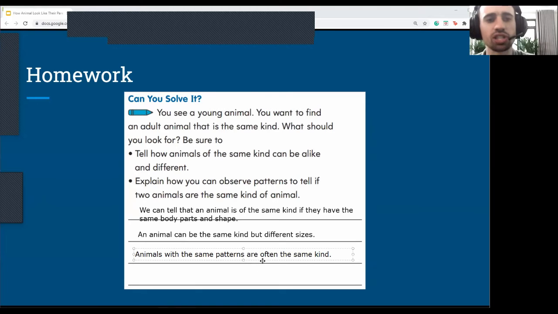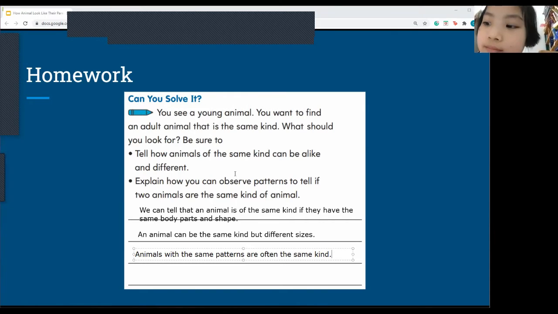Think about it. Let's say I found a young animal with stripes. I would look for an adult with what? Moi Hua? I would look for an adult with what? With stripes. And if I found a young animal with polka dots, what would I look for in the parent? Moi Hua? Polka dots. Yeah, polka dots. So animals with the same patterns are often the same kind.